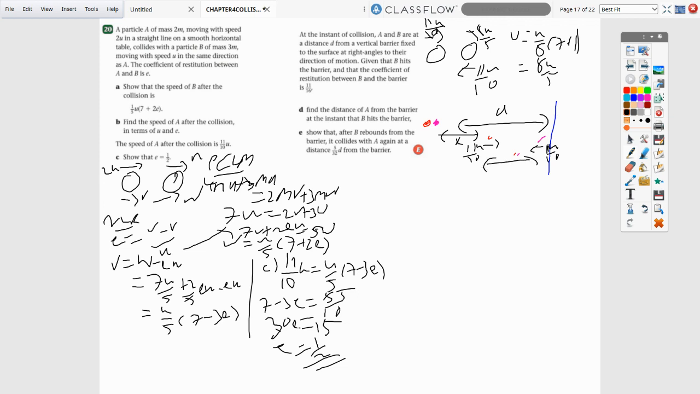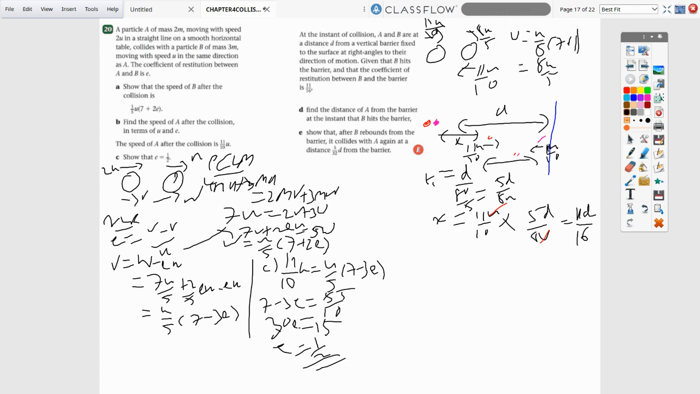So that distance for D is going to be, well, we need to do some working out, don't we? So T1, the first time that we get, is the time for B to reach the wall, which is D divided by 8u over 5, which is 5d over 8u. The question is, how far does A travel in that time? So we're using speed, distance, time here. I can use 11u over 10, which was the velocity, times by the time that we've just found, 5d over 8u. The catch here is that u's will cancel each other out. So we just get 55d over 80, which is 11d over 16.